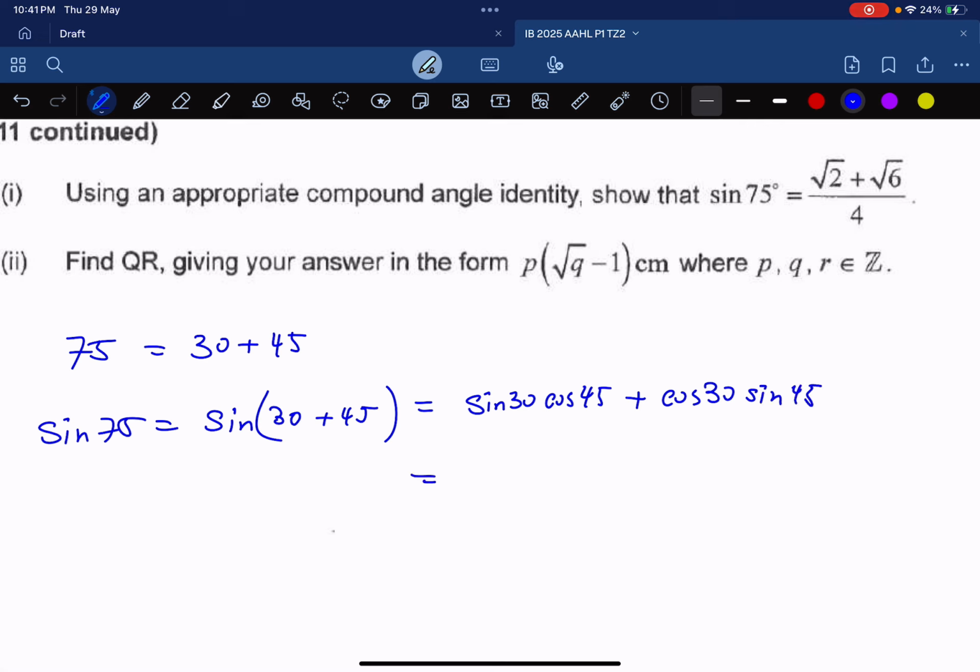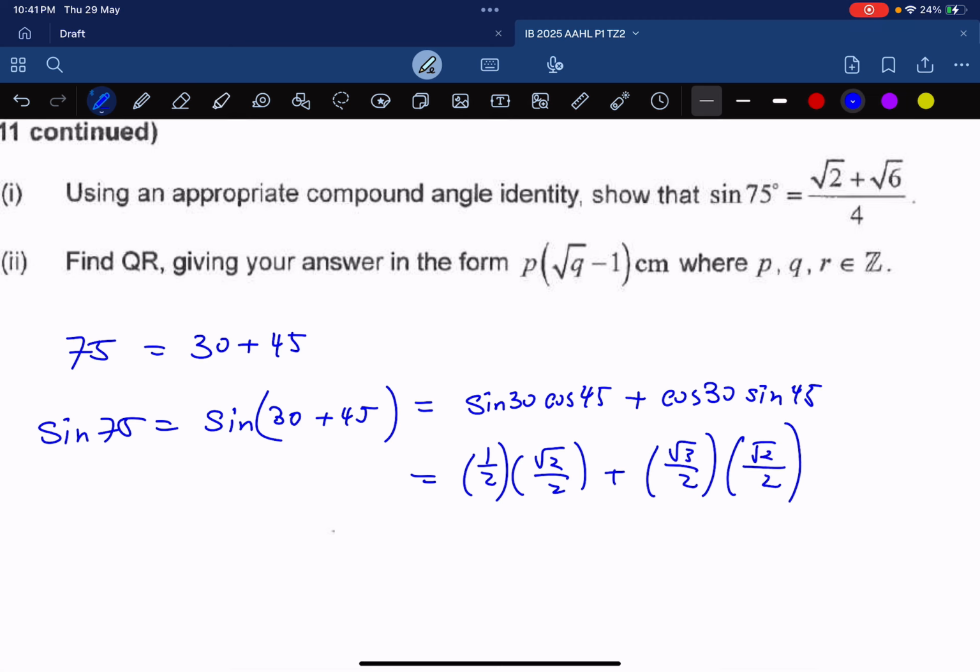Okay, so sine 30, I think that's root 3 over 2. Cosine 45, root 2 over 2, plus cosine 30, which is, never mind, sorry, sine 30 is 1/2, my bad. I almost recalled wrongly. And then cosine 30, that's root 3 over 2. Sorry, it's kind of late, so my brain's not really braining now. And then sine 45 is root 2 over 2.